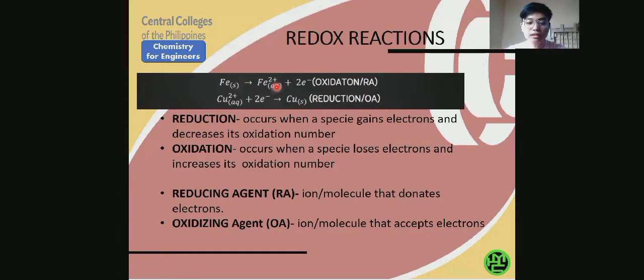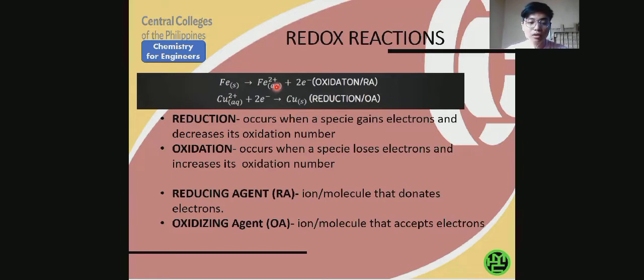So, ganito, kung ang isa ay reduction, automatically yung isa naman ay oxidation. Since partner sila, hindi pwedeng parehas na oxidation, same as hindi rin dapat parehas na reduction. Dapat partner sila, reduction then oxidation.